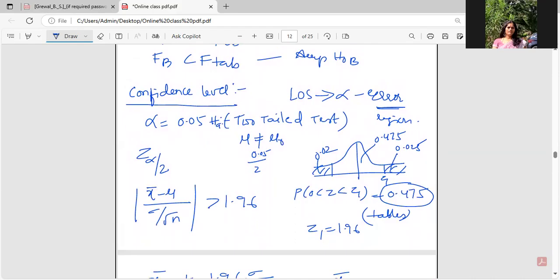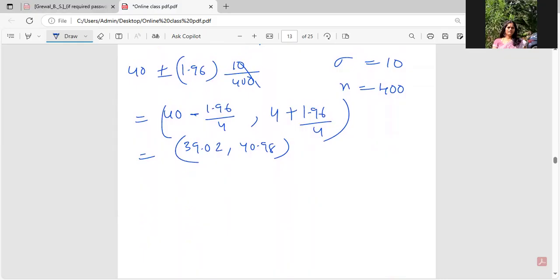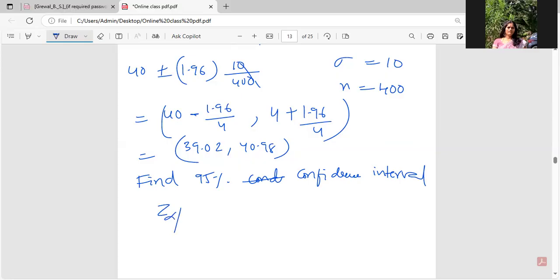Simple, guys. The question will be like: find the 95% confidence interval. Find the 95% confidence interval means what? You will be taking Z alpha. If it is two-tail, Z alpha by 2. Otherwise, it is Z alpha.